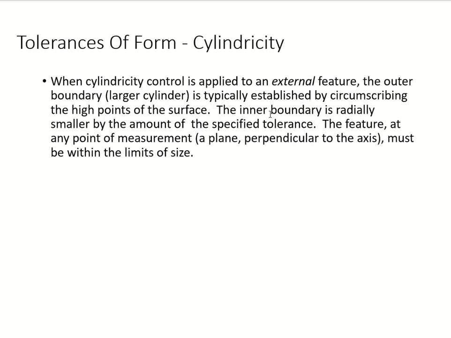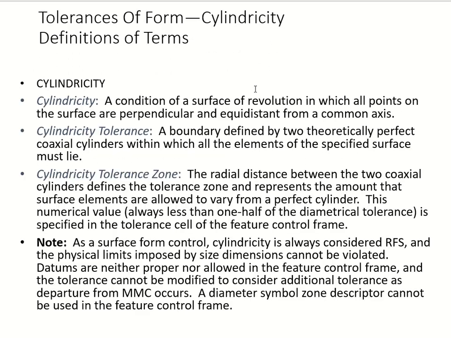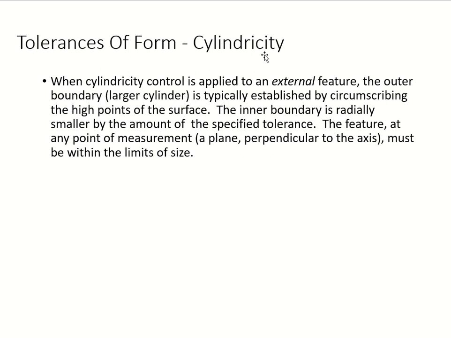Cylindricity control is usually applied to an external feature, so the outer boundary, unlike circularity. Of course, we always hit the high points of the surface, no matter what form control we're dealing with. The inner boundary is radially smaller by the amount of the specified tolerance. So the feature, at any point of the measurement, has to be within those limits. You should know that by now.